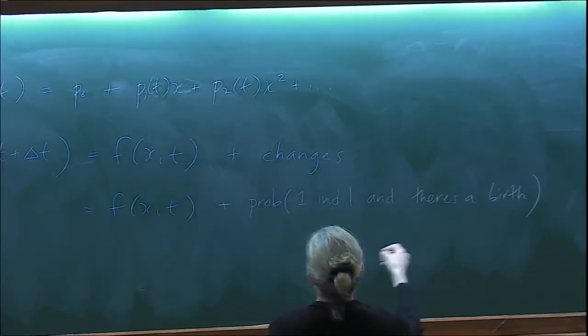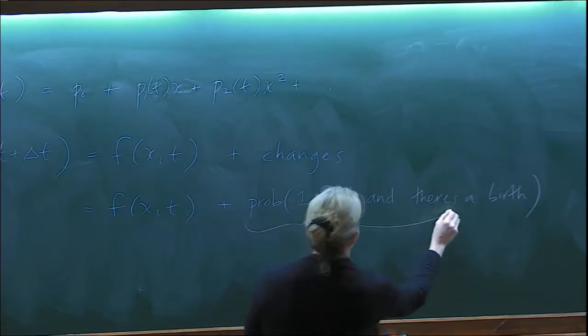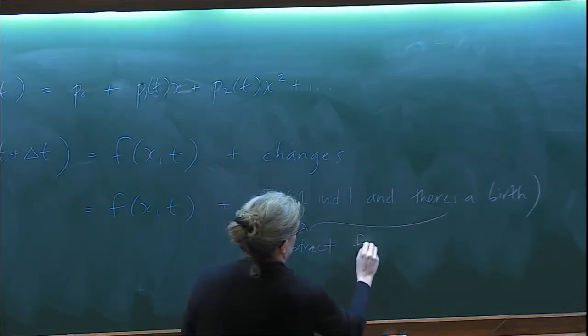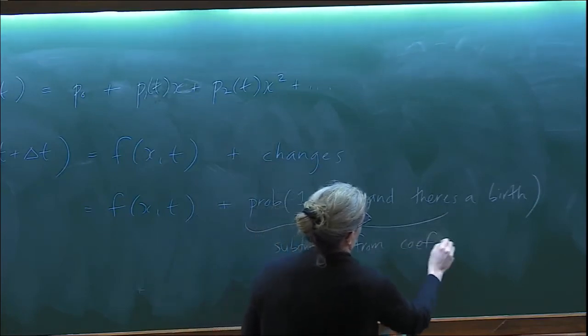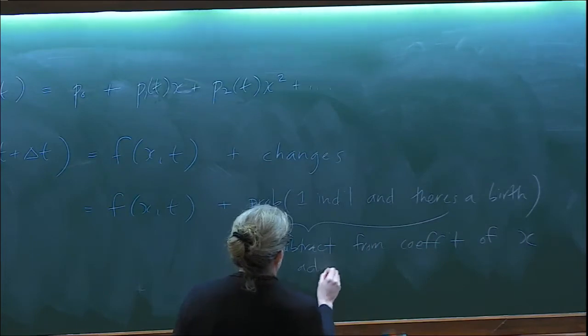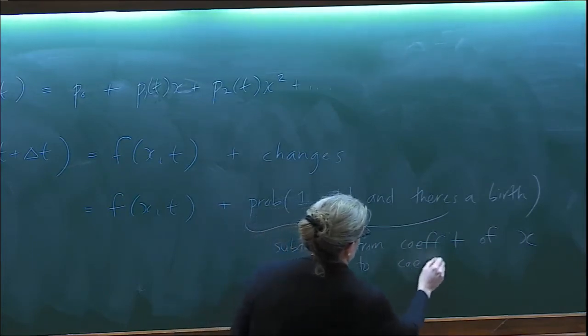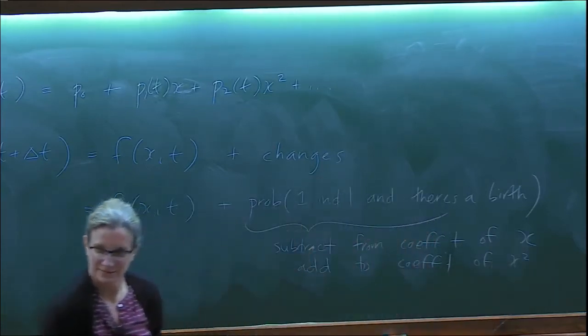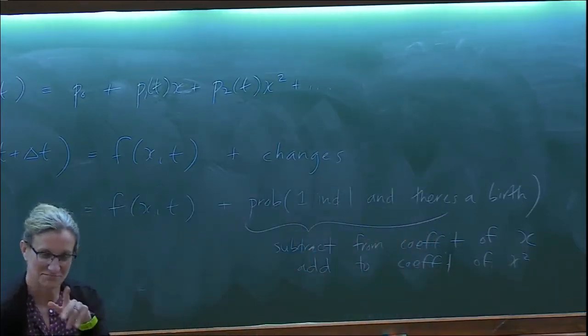So we have to take this. This is like bad math notation. We want to subtract that little piece of probability from the coefficient of x and add it to the coefficient of x squared. Yeah? Yep.